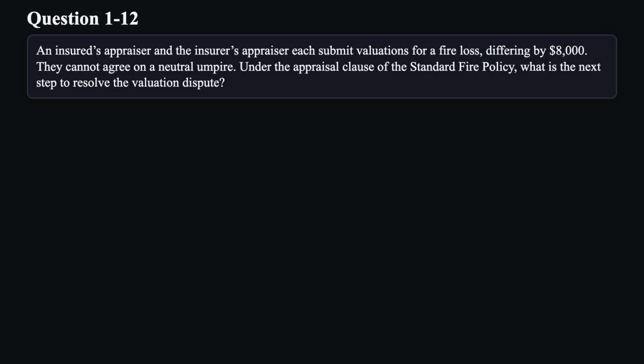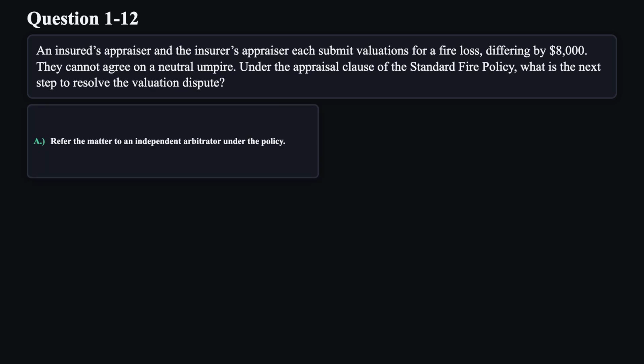Question 12. An insured's appraiser and the insurer's appraiser each submit valuations for a fire loss, differing by $8,000. They cannot agree on a neutral umpire. Under the appraisal clause of the standard fire policy, what is the next step to resolve the valuation dispute?